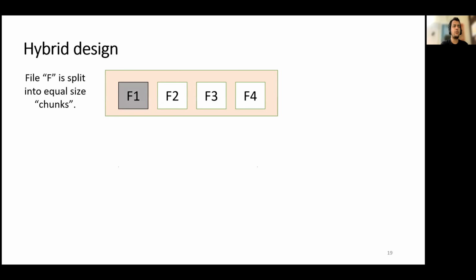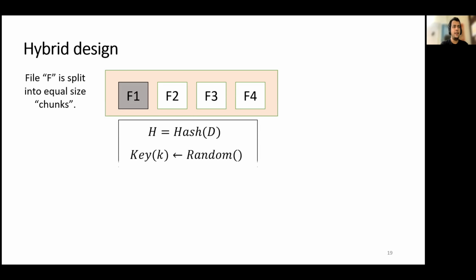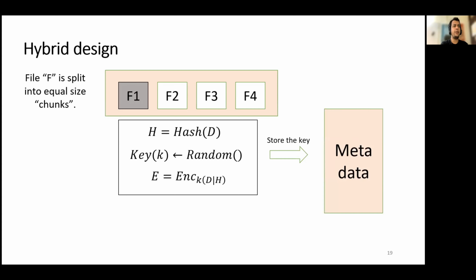Now, let us suppose the chunk F1 is to be written to the disk. The first step is to hash the data, then generate a key at random, and encrypt the concatenated version of the data and its hash using the generated key. The key is stored in the metadata structure and will be used to decrypt the data later on. The encrypted data is sent to the untrusted storage.